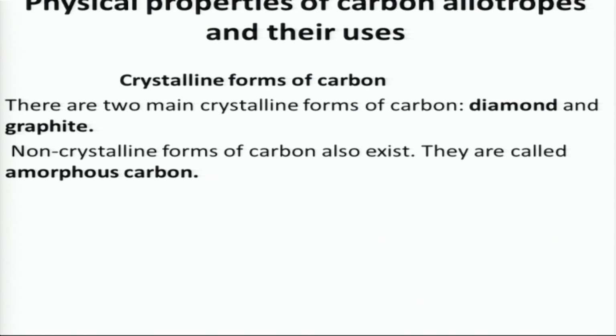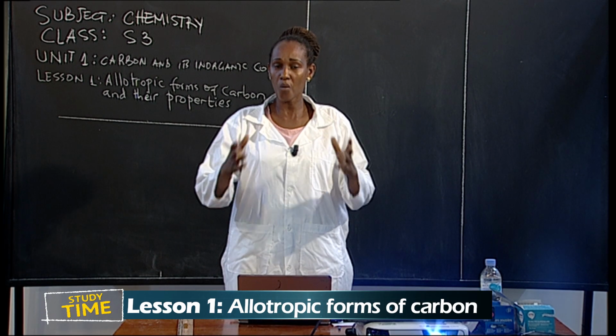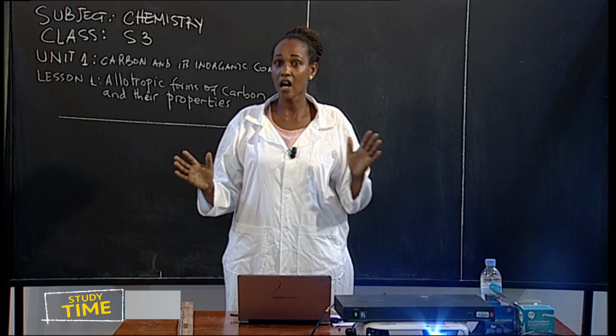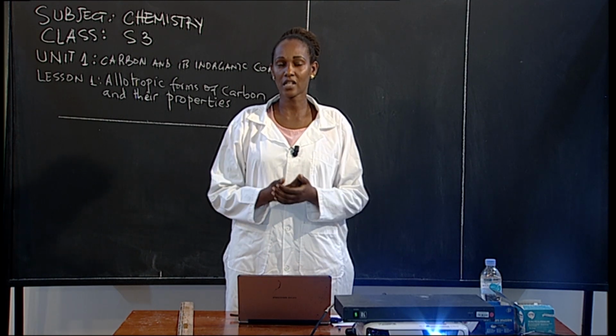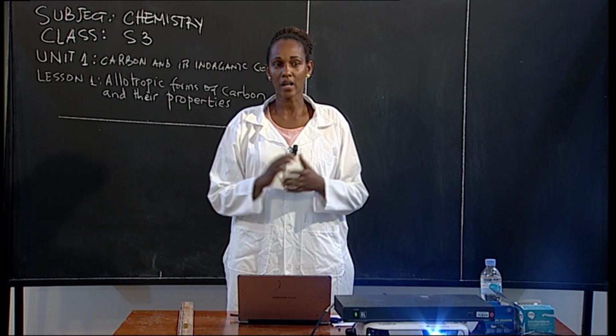What are crystalline forms of carbon and what are non-crystalline forms of carbon? So the crystalline forms of carbon are those allotropes of carbon that have a designed shape, a known shape. But when you talk of non-crystalline forms of carbon, they are amorphous. What is the term amorphous? They are shapeless. You can't tell their shape.